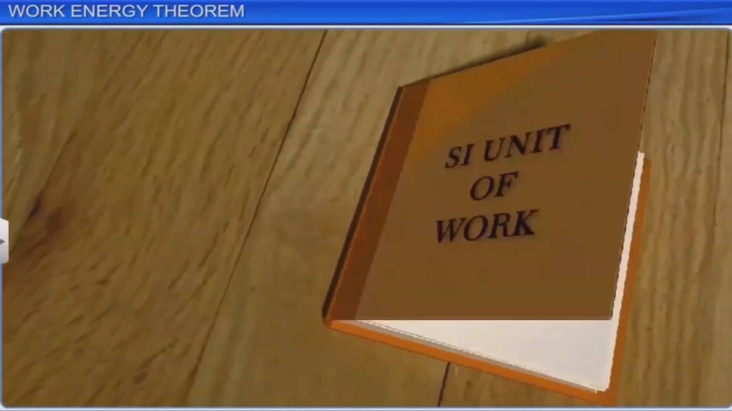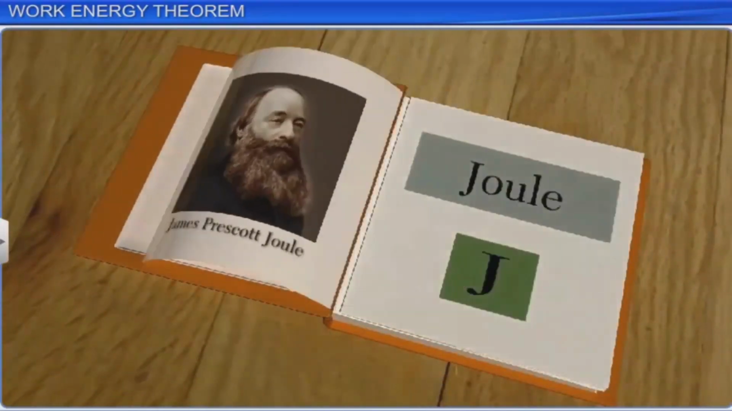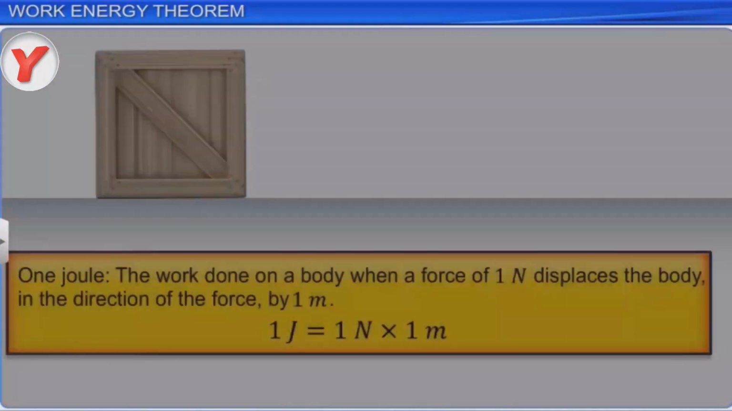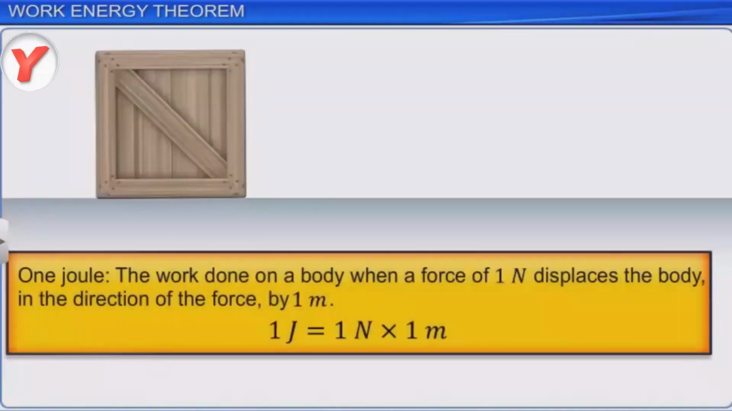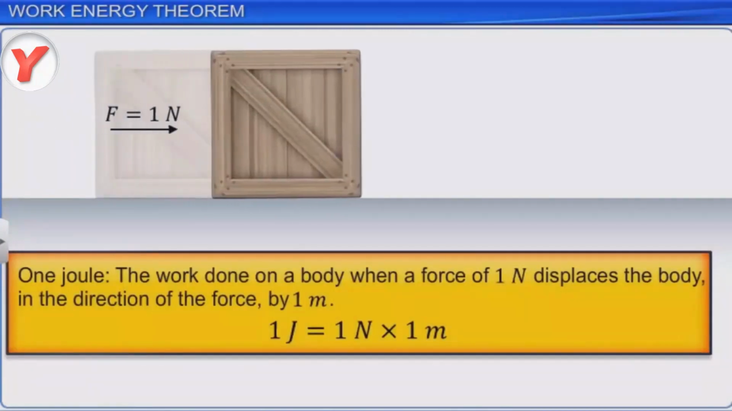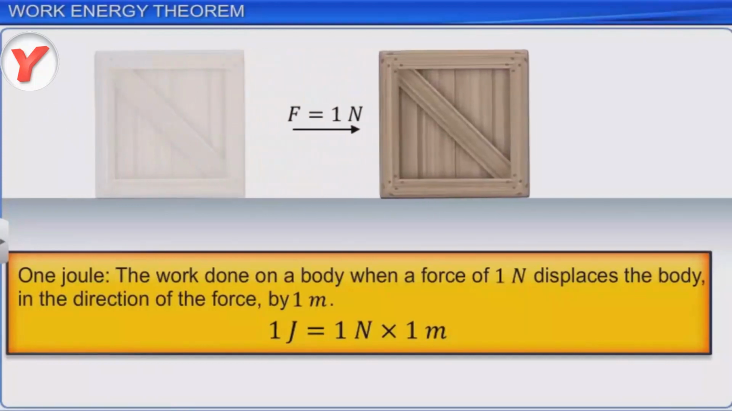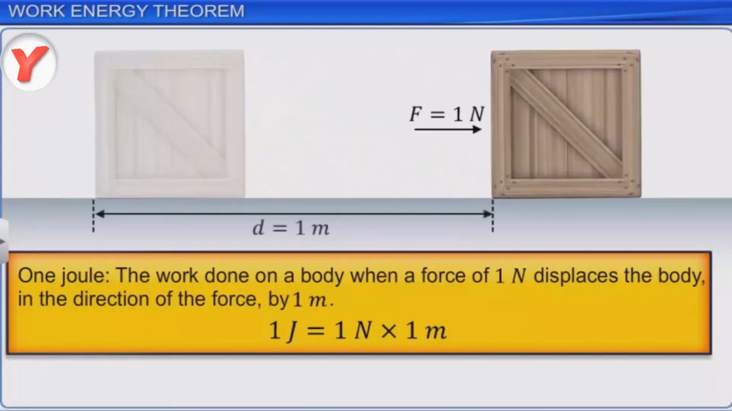The SI unit of work is joule, which is denoted by the letter J, named after the famous British scientist James Prescott Joule. Thus, 1 joule is defined as the work done on a body when a force of 1 newton displaces the body in the direction of the force by 1 meter.